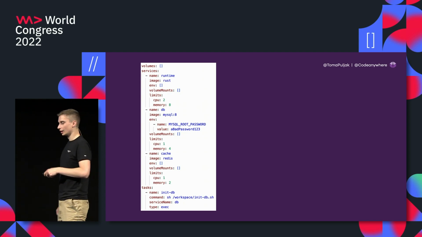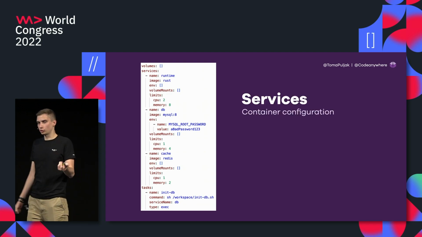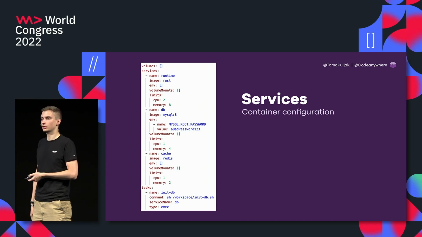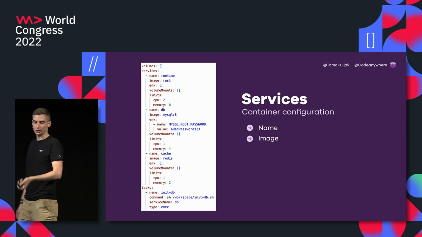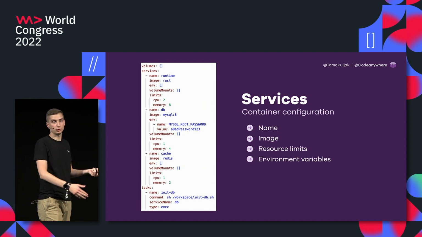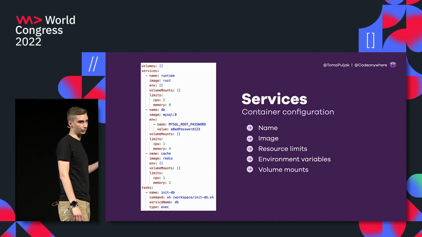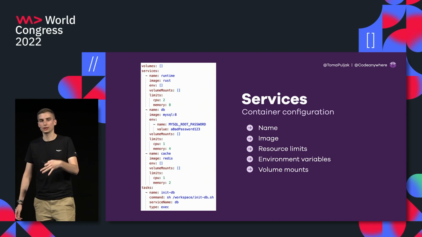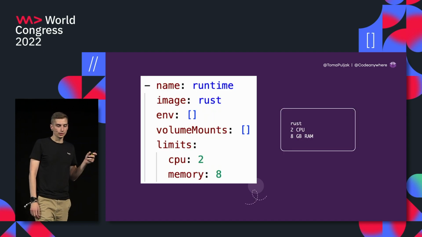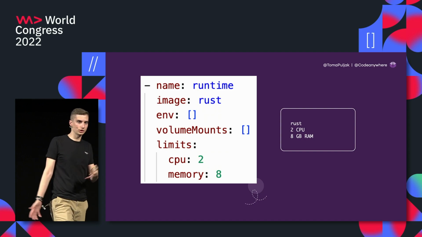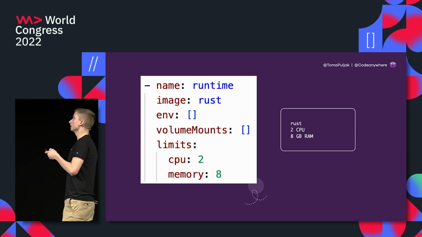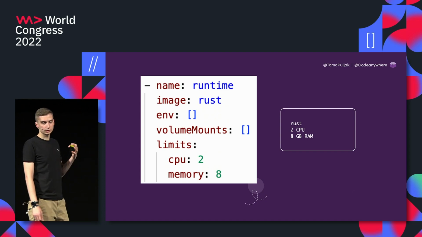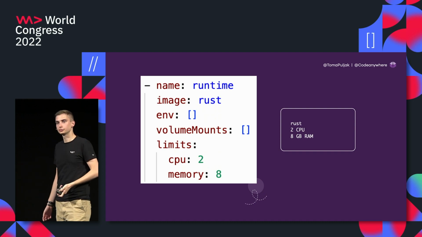And of course, the most important part of the configuration are services, which are just container configurations similar to Docker. They have their name, their image, resource limits like CPU and RAM, environment variables, and volume mounts. Basically, everything your container needs to be able to run specifically for your project. And here's an example of how to configure a Rust container. So with these couple of lines of code, I've defined a container for my Rust language runtime that has 2 CPU cores and 8 gigs RAM.